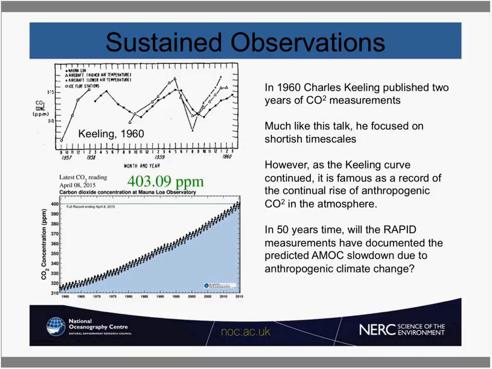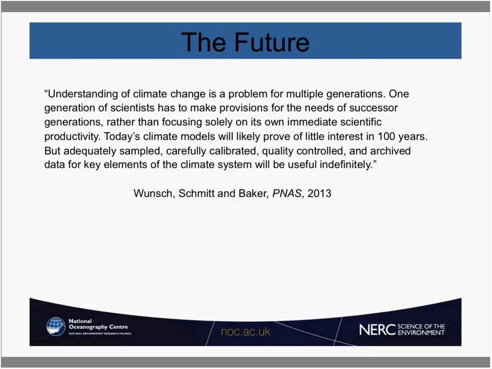As time has gone on, what the Keeling curve has really shown is the most famous record of the continual rise of anthropogenic CO2 in the atmosphere. So in 50 years' time, I wonder will we say that the rapid measurements have shown us something similar, and have documented the impact over a period on a declining overturning circulation.